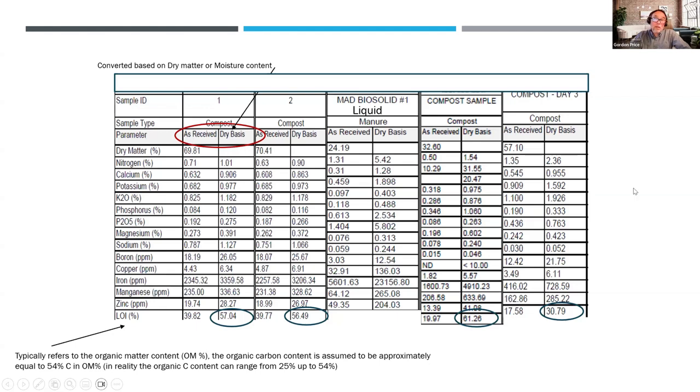The dry basis is the value that you're most interested in. That's your solids content, and that's really where your value with respect to the elements are.